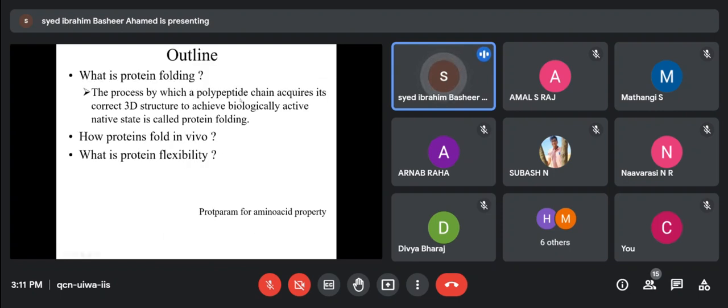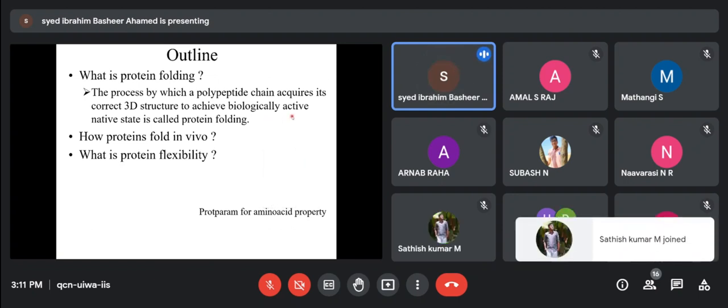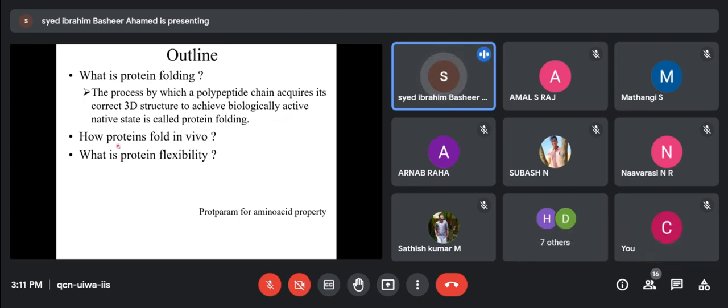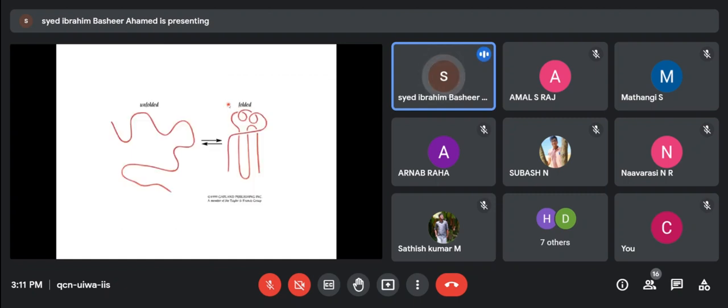So the process by which a polypeptide chain acquires its correct 3D structure, and it should become biologically active, that is called the native state. So not only folding, it should be biologically active. Otherwise, there is no meaning, right? Once it is folded into the native conformation, the protein should be ready to do the function. So how is it doing that? That is the problem. It's the protein folding problem.